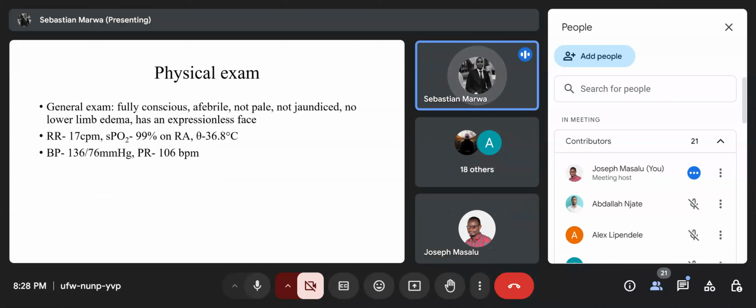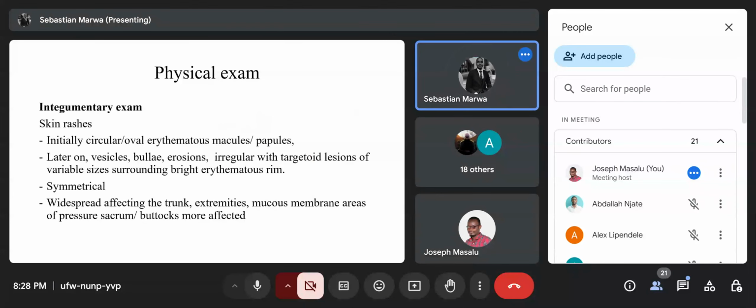So in the general exam, our patient was fully conscious. Currently, the patient is afebrile, not pale, not jaundiced, no lower limb edema. In the vitals, the respiratory rate is 17 cycles per minute, saturating 98% on room air. Blood pressure was normal, but he had a tachycardia of 106 beats per minute.